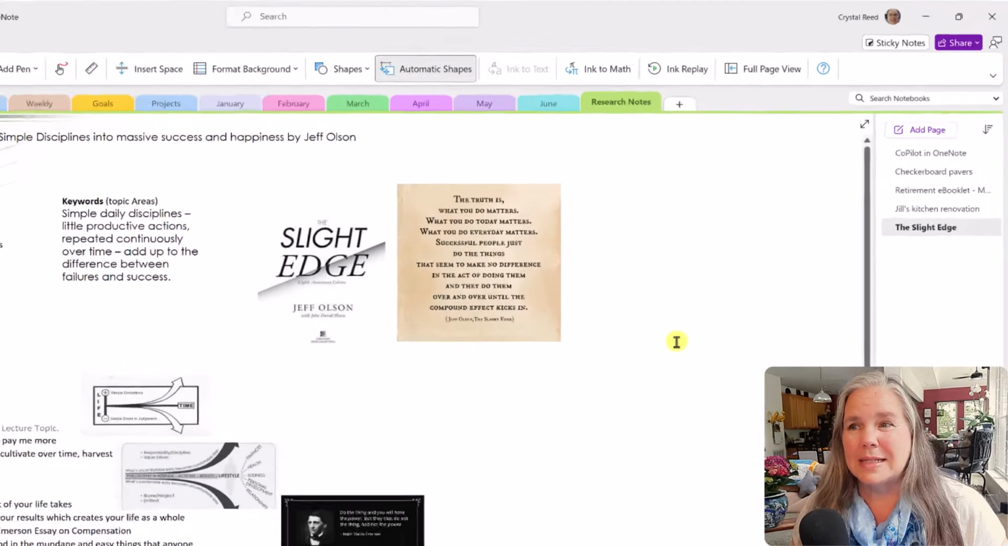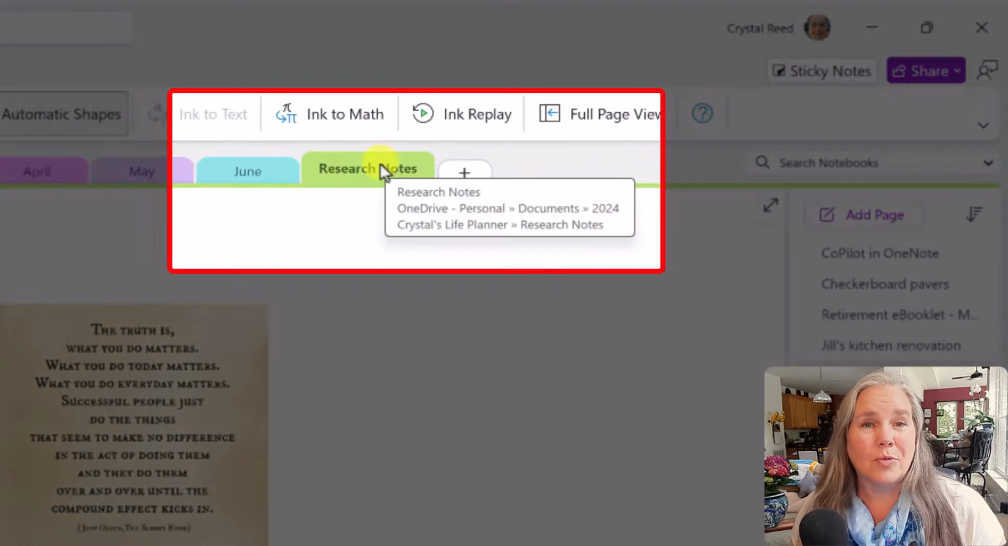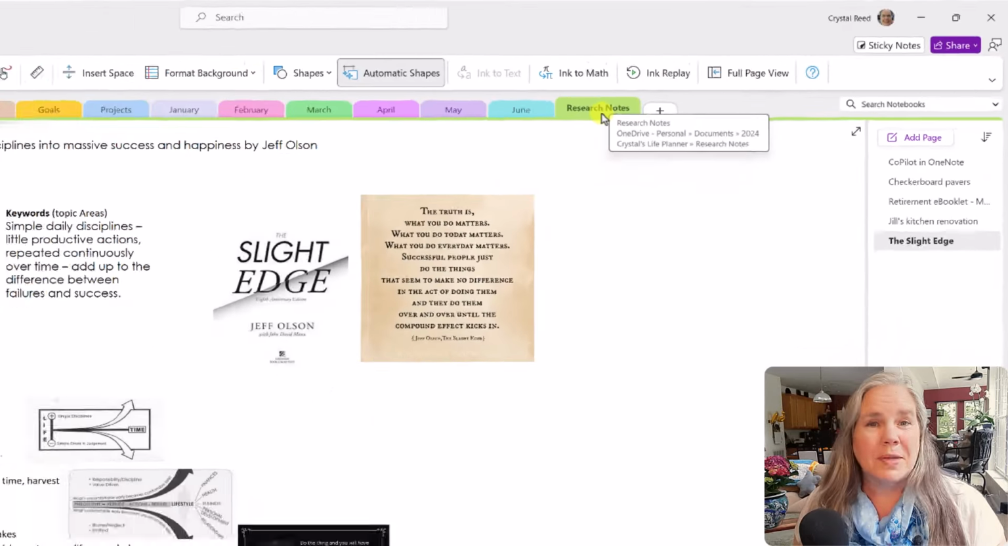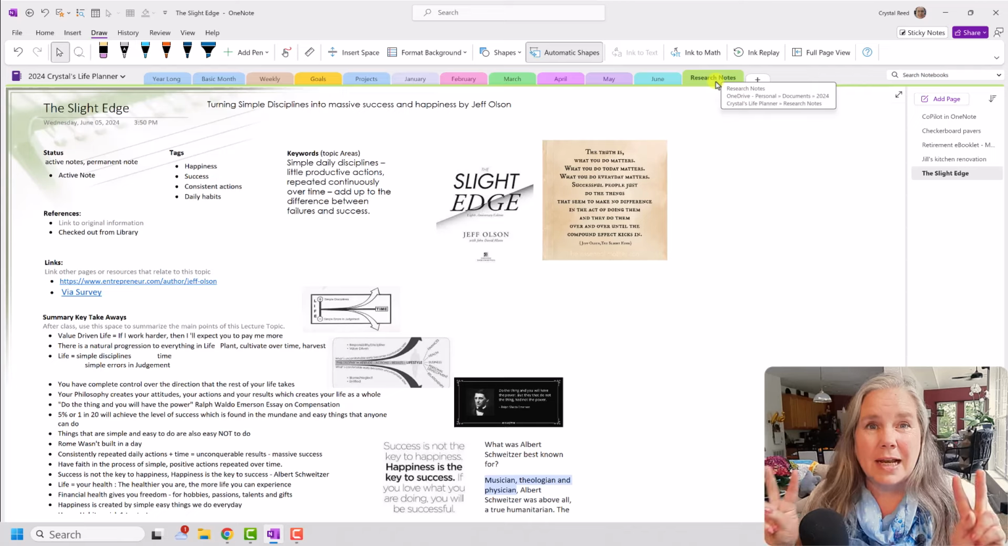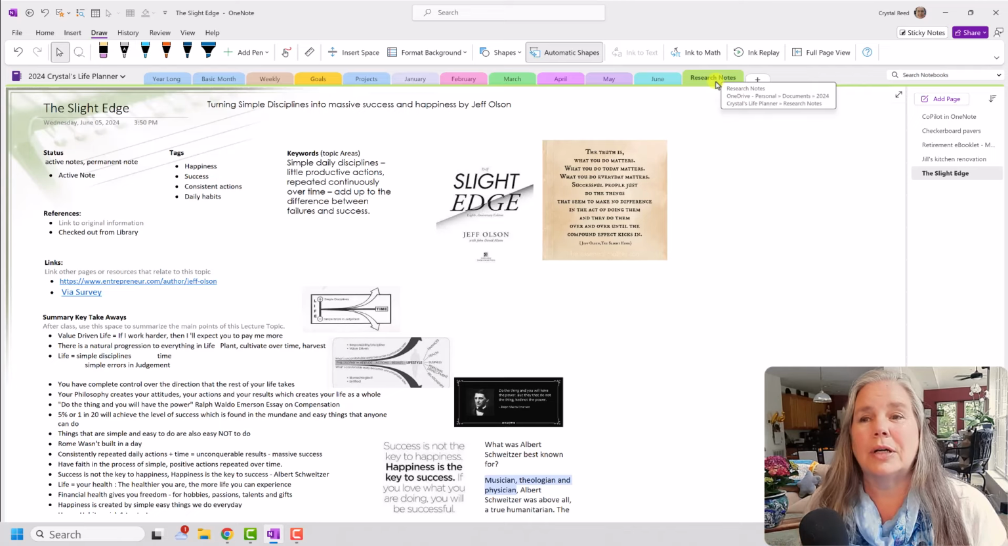All right, as you can see here on my screen, I am in my research notes section of my 2024 planner. It's just an extra section that I add at the end or some years at the beginning, just to keep track of all of those notes for things that I am reading about and learning about that I want to keep track of. This is not a regular fiction book, so I'm not doing one of my traditional book review pages for this.